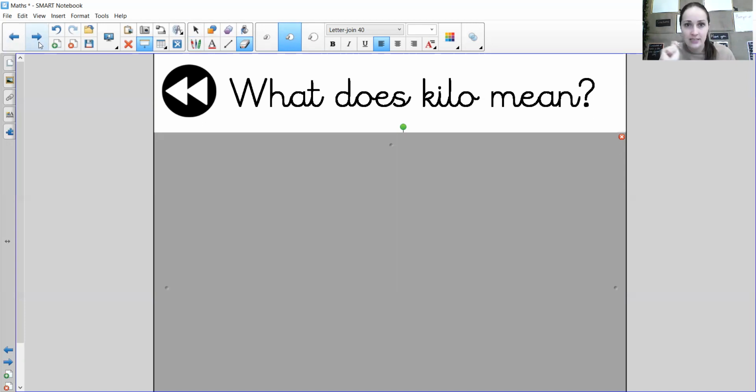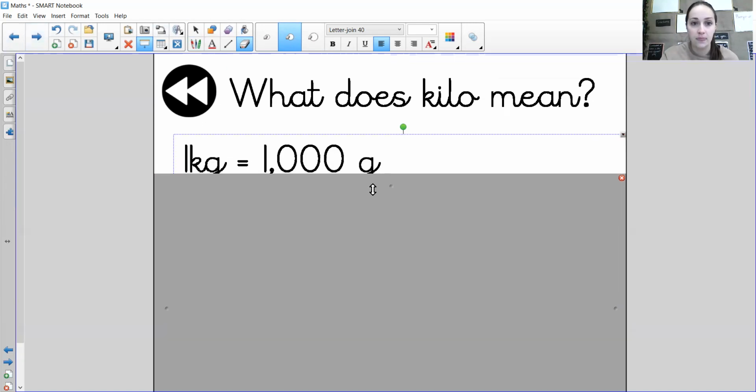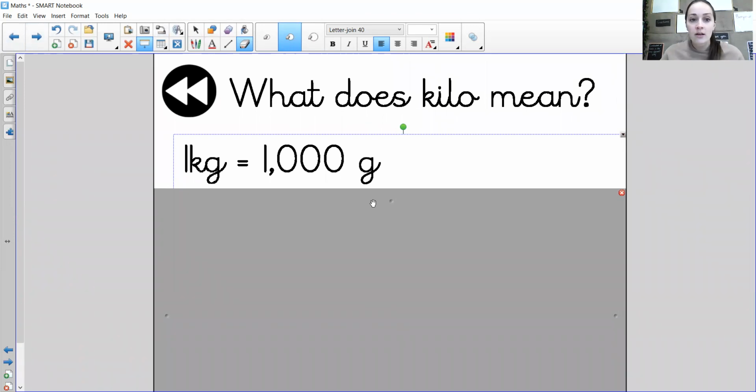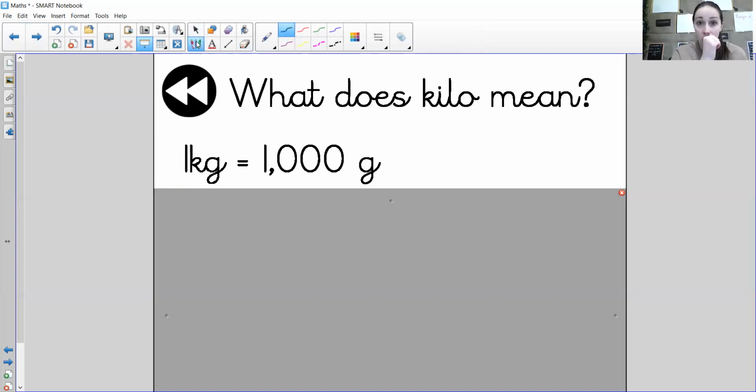So I want you to write these down for me. What does kilo mean? Well, the little prefix or root word of kilo means 1,000. Okay, so I want you to write this down. Kilo equals 1,000. We don't really say kilogram, we say kilogram, but for the purpose of this, I'm going to say kilogram so you can really see that it's the same word. 1 kilogram is how many grams then? If kilo means 1,000, 1 kilogram is 1,000 grams. 1,000 grams make up 1 kilogram.